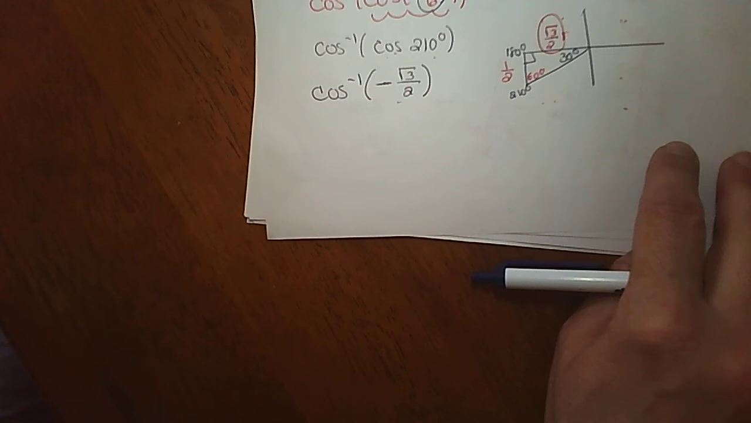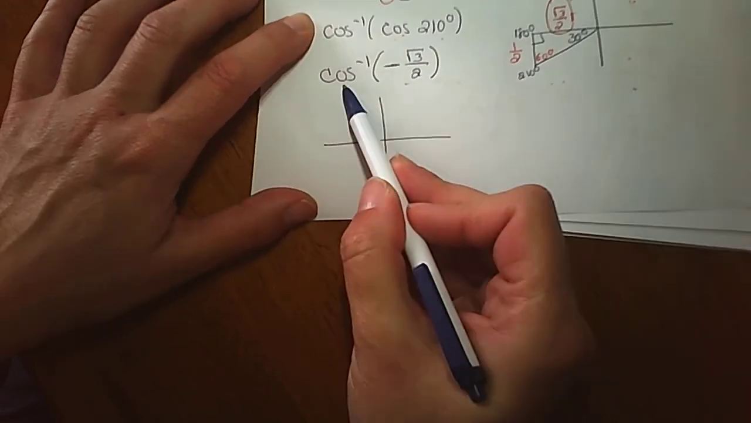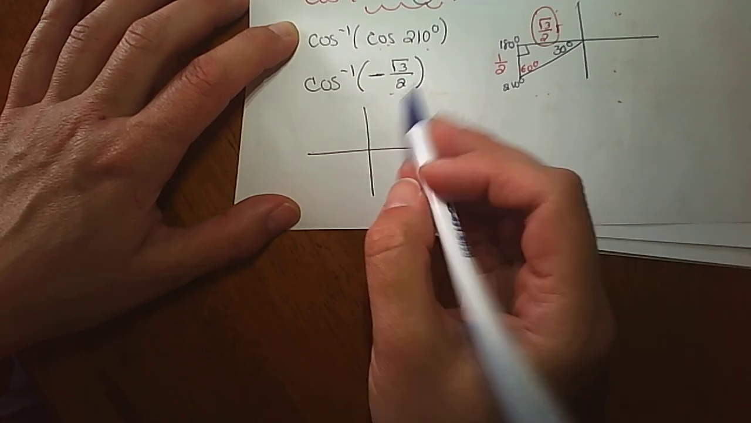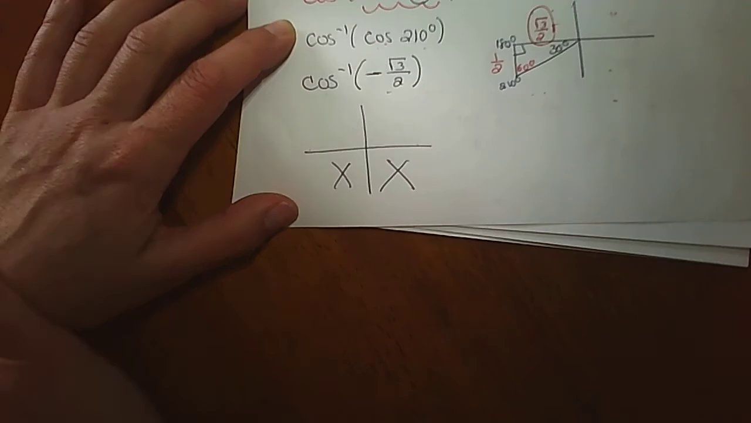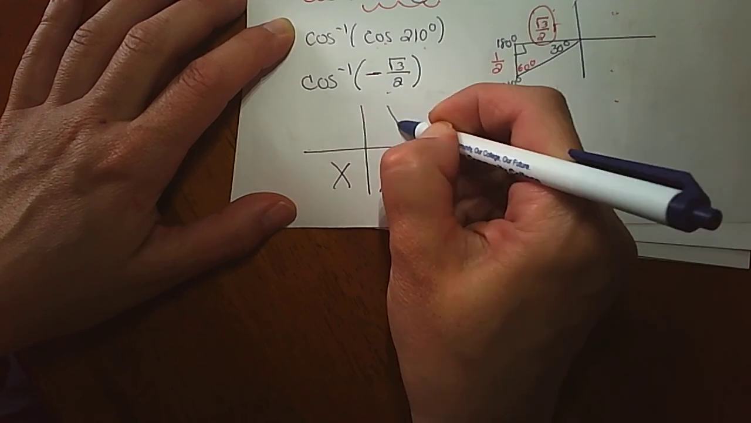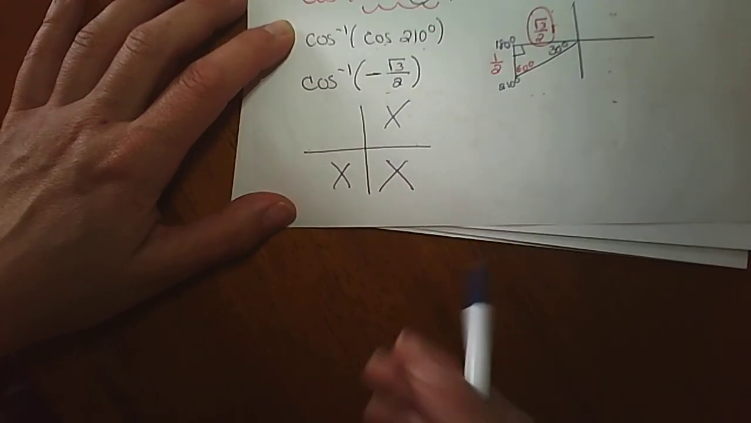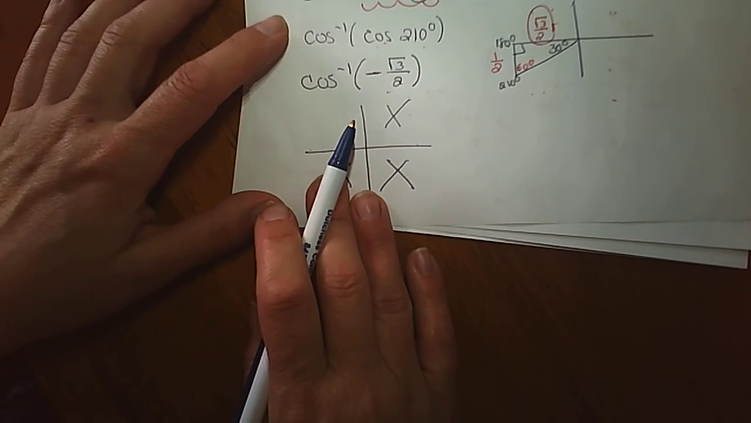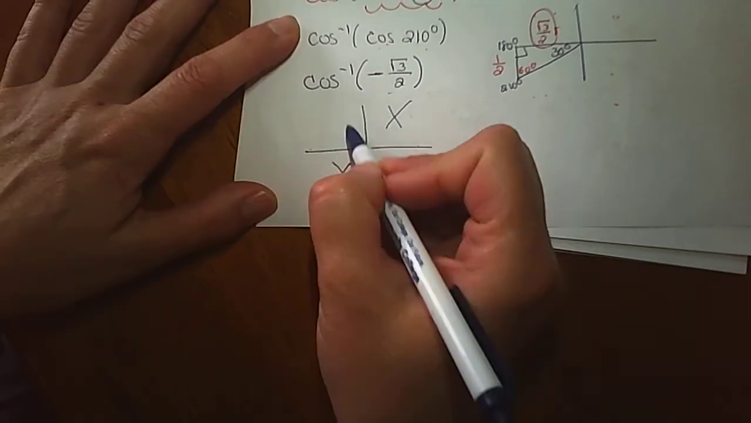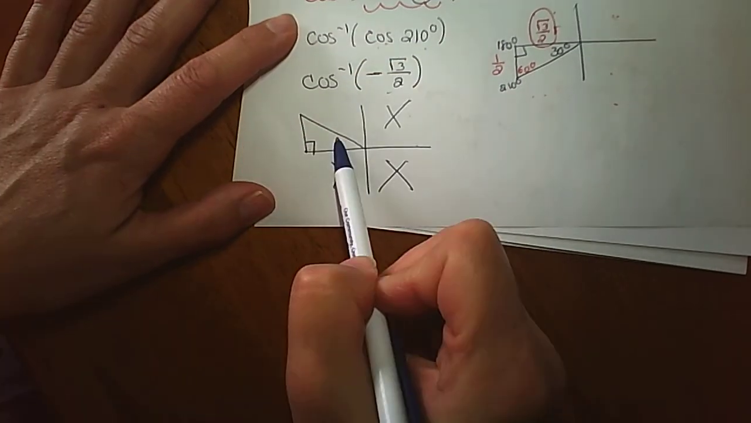Okay, so right now I'm going to draw my x and y axis. Arc cos can only be from 0 to 180, so these two quadrants are out. The fact that this is negative means the first quadrant is out because A is the first quadrant. What does A stand for? A is all is positive. So that means we're going to have a triangle in the second quadrant.